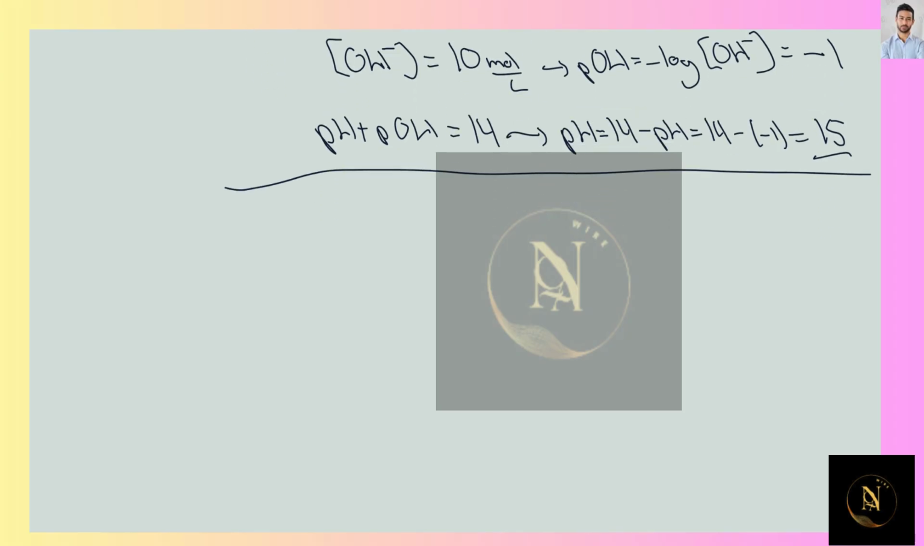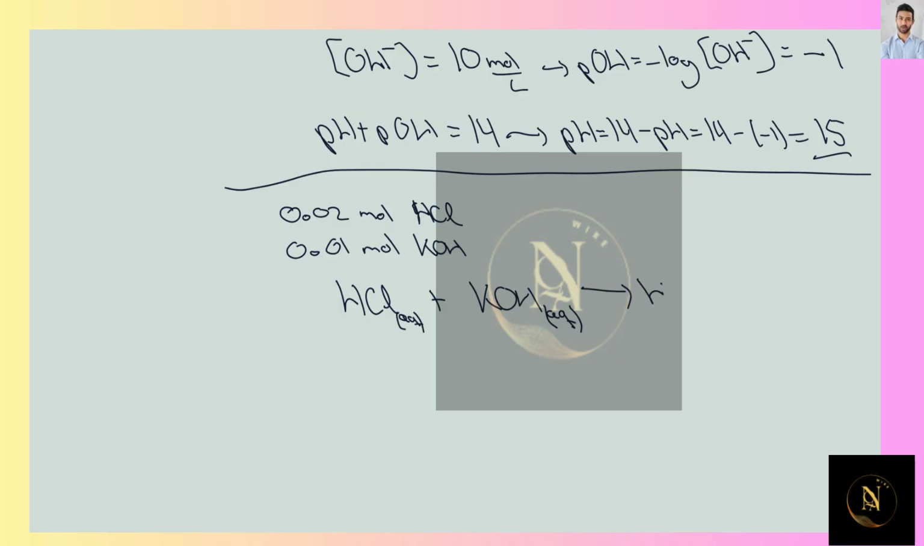And now for the next question that is provided, we are given that we have 0.2 moles of HCl that are going to be combined with 0.01 mole of potassium hydroxide. So we're going to have the following reaction: HCl plus potassium hydroxide, both of these in aqueous medium, are going to produce water as a liquid plus KCl in aqueous medium. Of course, here we're going to have the ions.